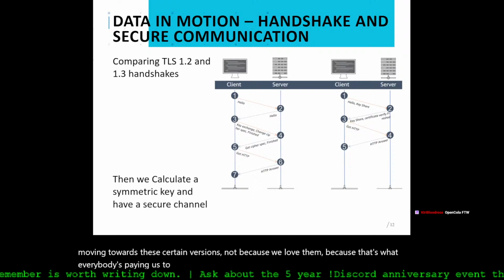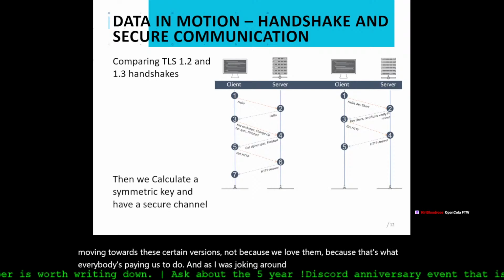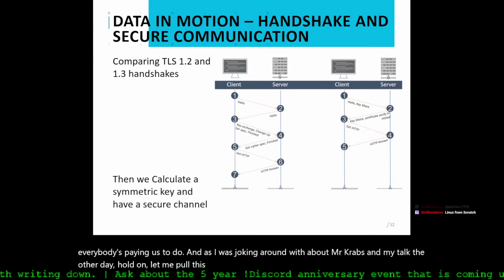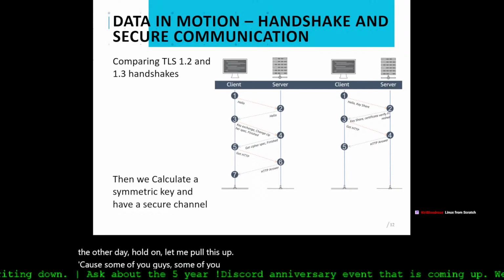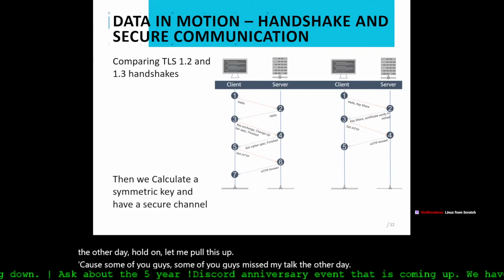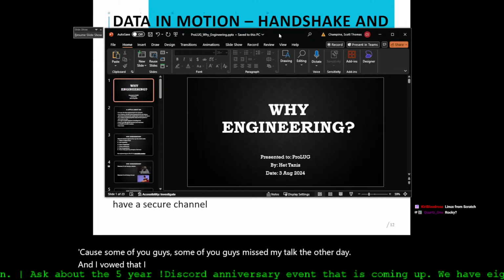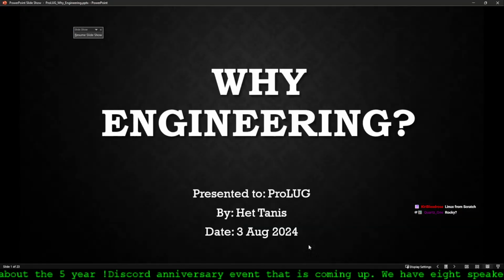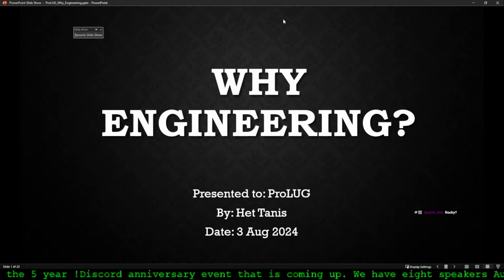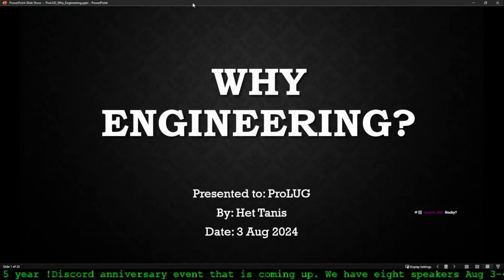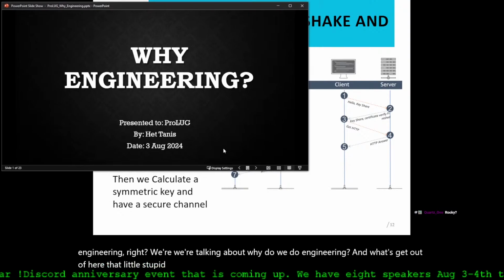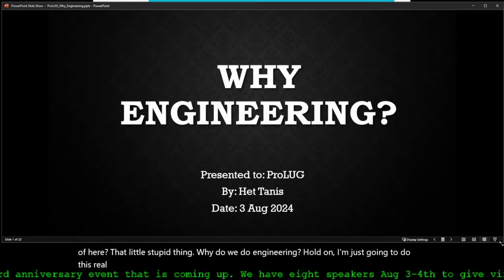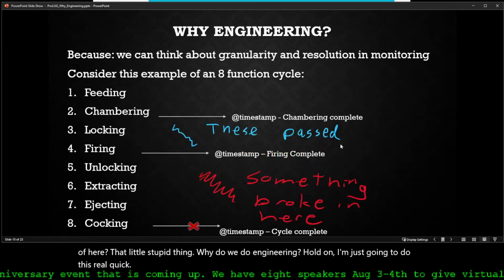And as I was joking around about Mr. Krabs in my talk the other day, hold on, let me pull this up, because some of you guys missed my talk the other day, and I vowed that I would talk through it one of these days, but it will not be today. But why engineering, right? We're talking about why do we do engineering. Why do we do engineering? Hold on, I'm just going to do this real quick. This is the main reason we go and we learn these things right here.